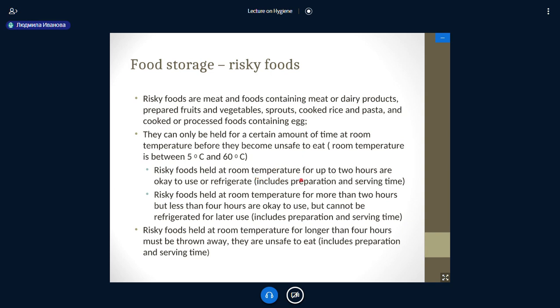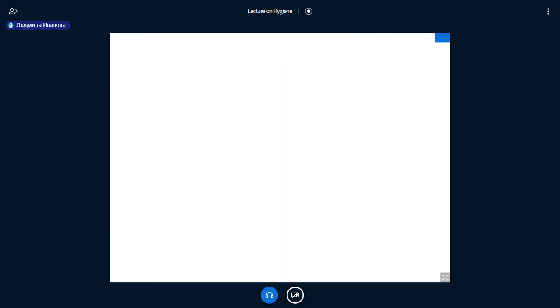Okay, risky food held at room temperature for up to 2 hours. Risky food held at room temperature for more than 2 hours, but less than 4 hours is okay to use, but cannot be refrigerated for later use. So 2 hours and not more after preparing food, and then you can store in the refrigerator for the next day. But if you store at room temperature for between 2 and 4 hours, there is a risk if it is consumed. And risky food held at room temperature for longer than 4 hours must be thrown away. It is unsafe to eat, and this includes preparation and serving time.